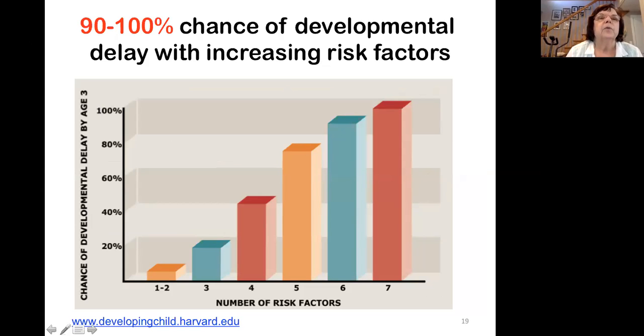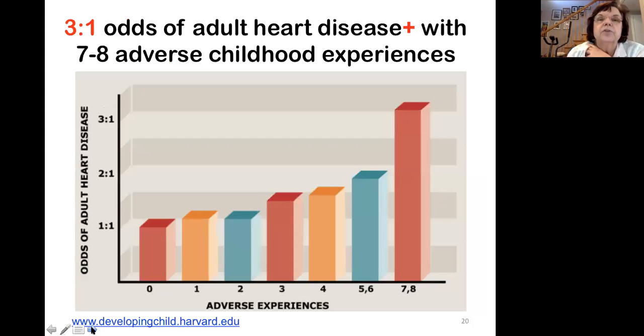So here we have a 90 to 100% chance of developmental delay with increasing risk factors. Now, this is not ACEs. This is just a series of risk factors that would include poverty, single parenthood, a number of different things. When you look at this, with 4 risk factors, you've got almost 50% chance of delay. With 5, you move up close to 75%, and almost 100% by the time you have 7 risk factors. So this again is motivation for early intervention for those children.